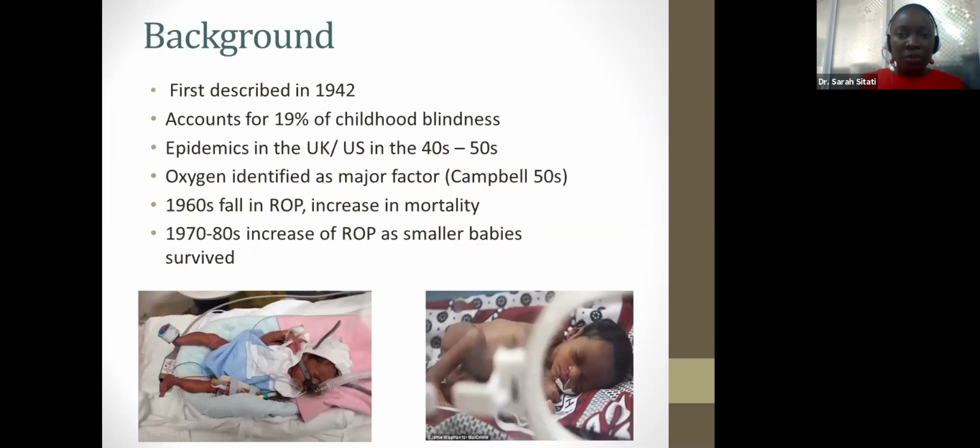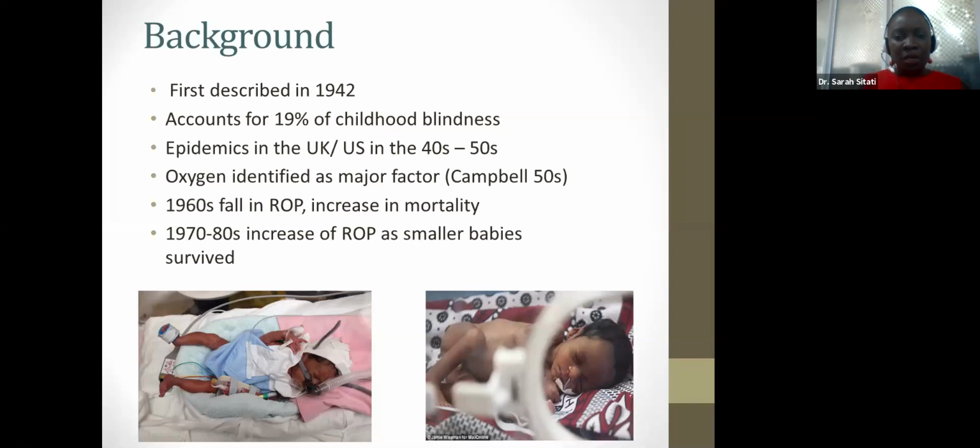So if we go briefly into the background, who discovered ROP, or retinopathy of prematurity? This entity was first described in 1942, and currently it accounts for about 19% of childhood blindness. It was discovered specifically in babies who were born prematurely, and formed a sort of epidemic in the UK and the US in the 1940s and 50s.